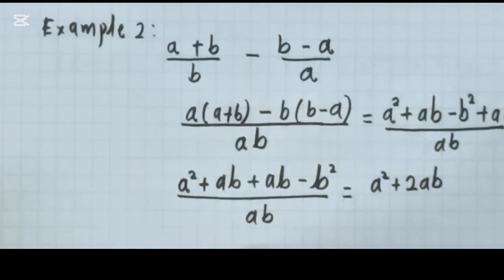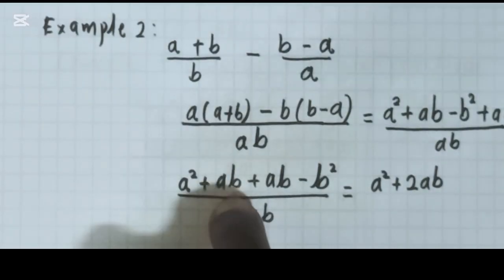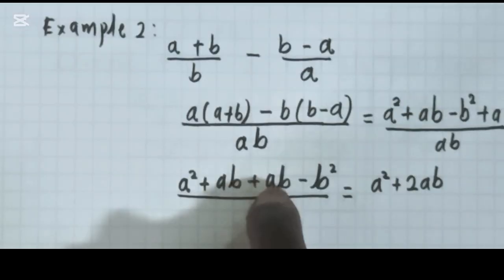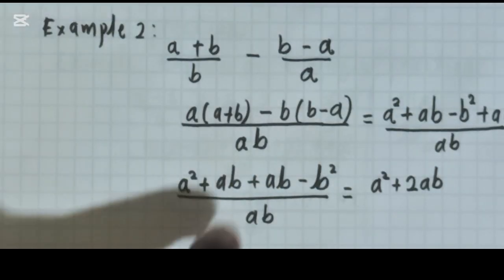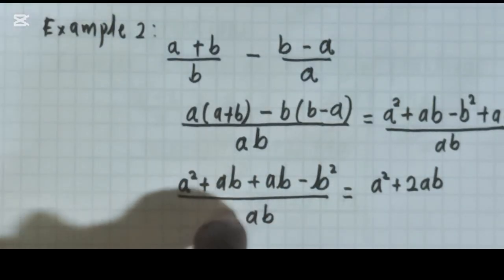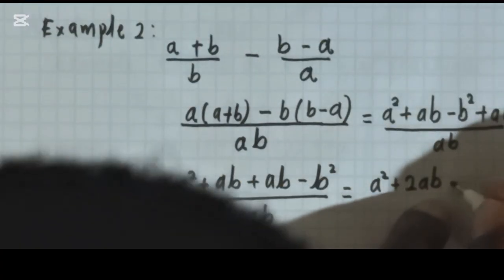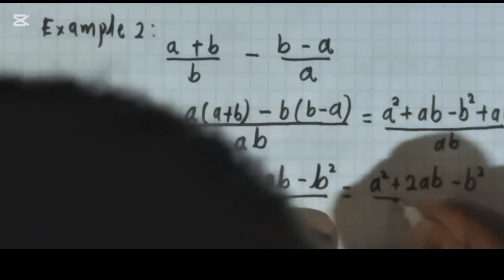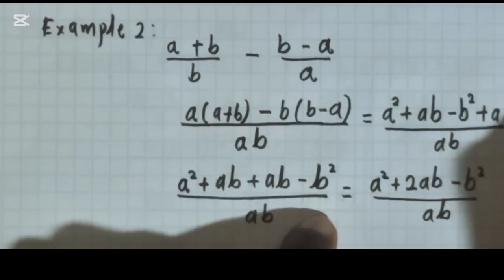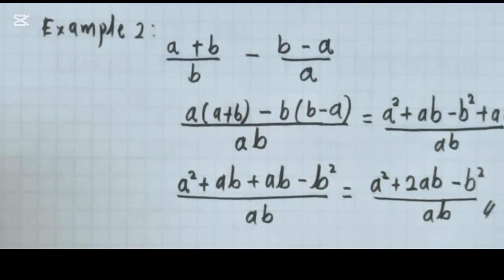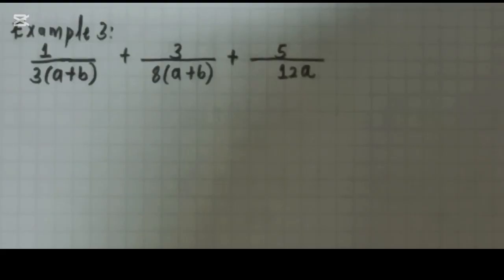Basically we are adding the coefficients. The coefficient of AB is 1, and the coefficient of the other AB is also 1. So 1 plus 1 gives us 2. So AB plus AB gives us 2AB. We maintain the variables as they are, minus B squared, all over AB. Since there is no further simplification that we can do, we leave our answer at that. So we've expressed it as a single fraction. Let us handle the last example and conclude our class.